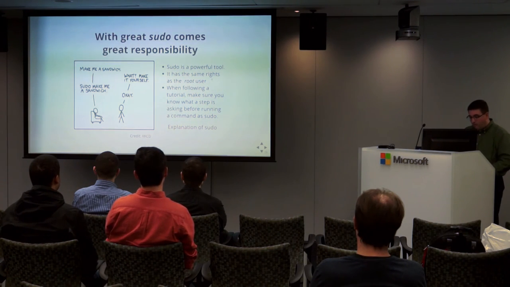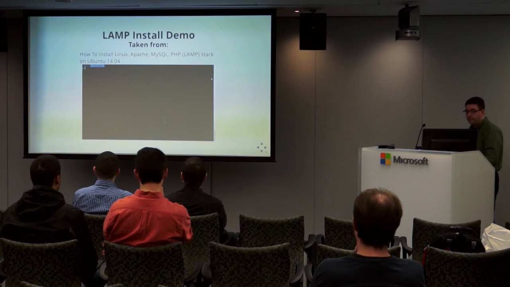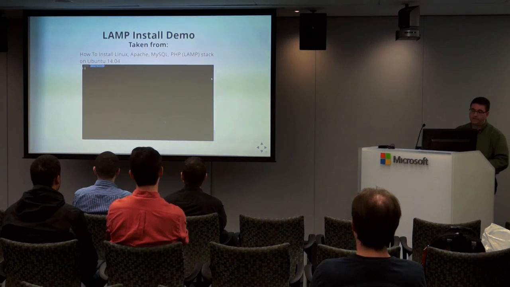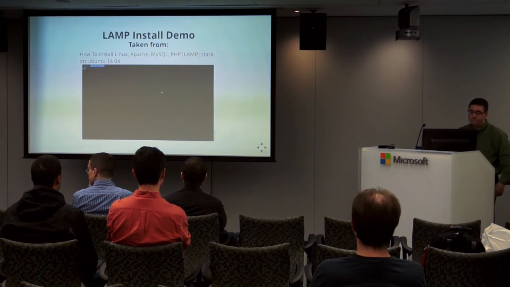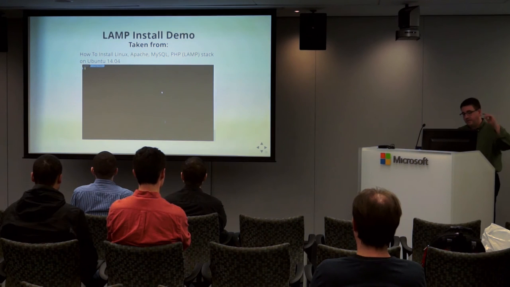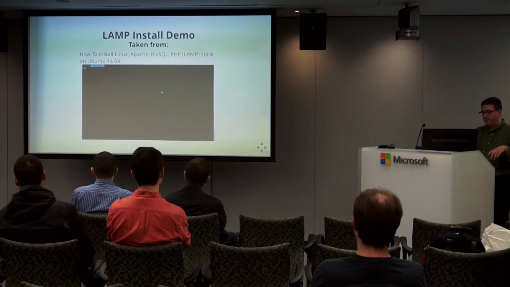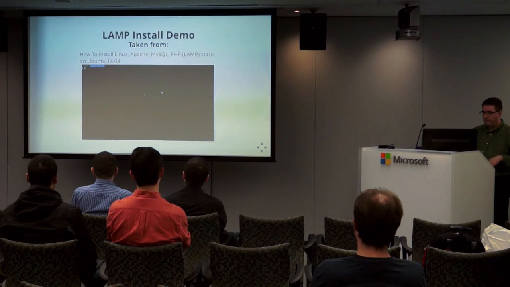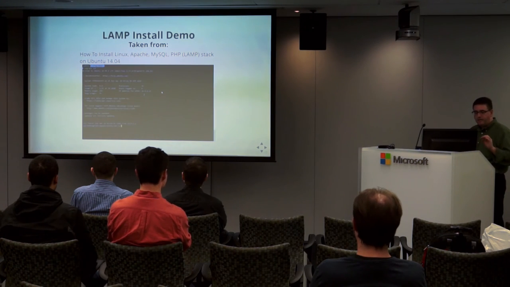So now, with what you know about sudo and all this stuff, we can actually do an install. This is the Vagrant install that I set up, and the link in there is the DigitalOcean tutorial for how to create a LAMP stack. And for the miracle of modern science, look at my hands. I am SSHing into the Vagrant box. This is the demo time, by the way.